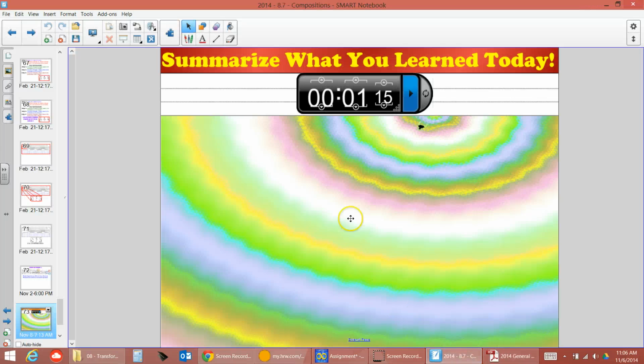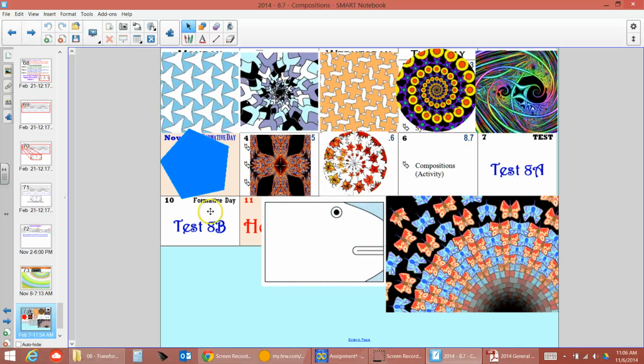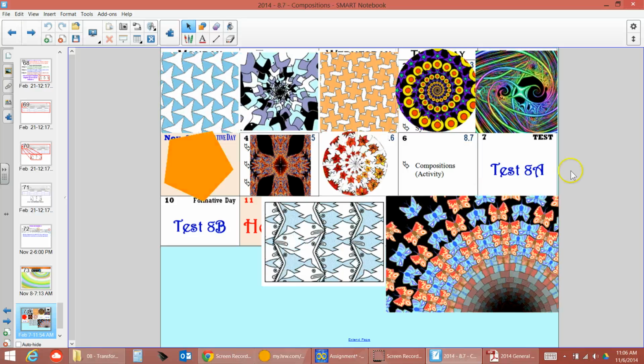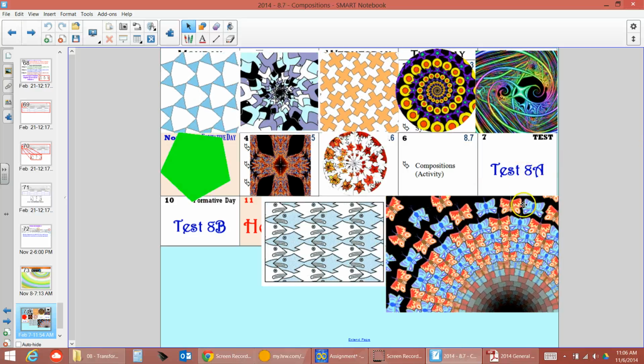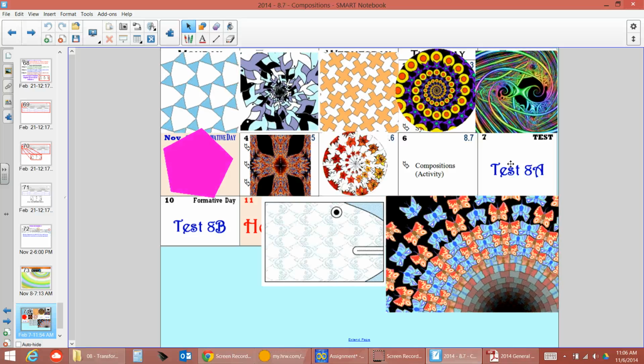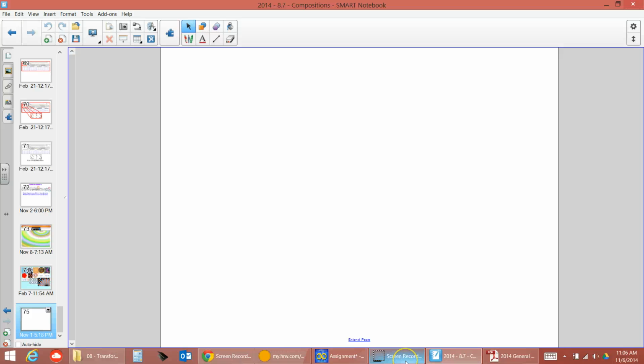So if we go back here, summarize what you learned about today. We talked about glide reflections and how to do compositions, how to do multiple steps all at once. Tomorrow is the test, and then Monday is the retest. So you should study this all weekend. Just because the test is Friday doesn't mean you can stop studying over the weekend. Take what you learned from the first test and try and practice those same types of problems over the weekend. And that's it. I'm done.